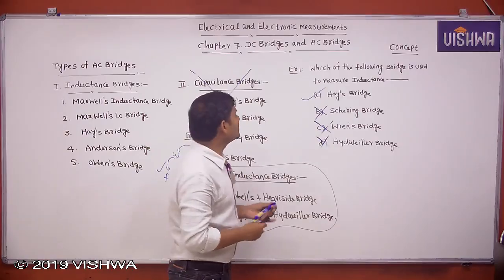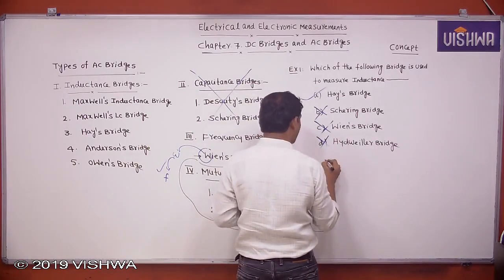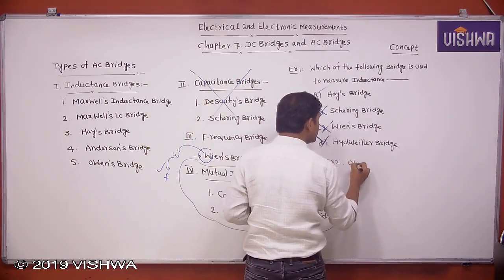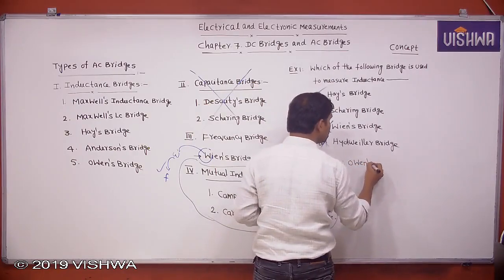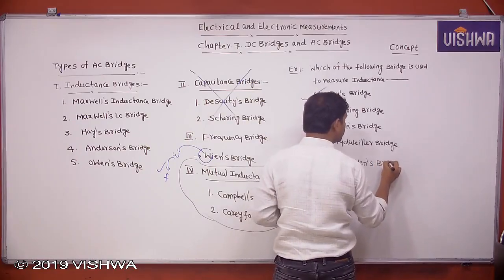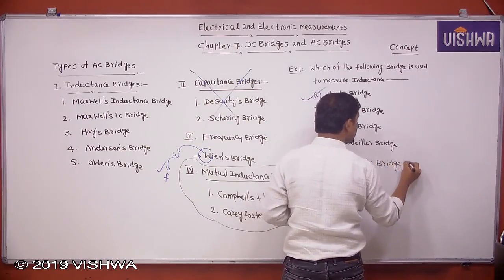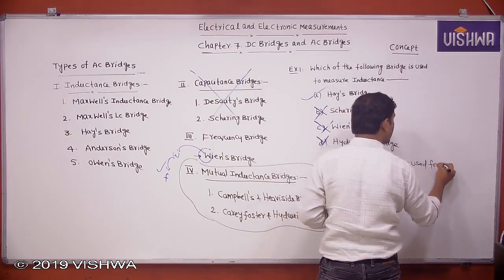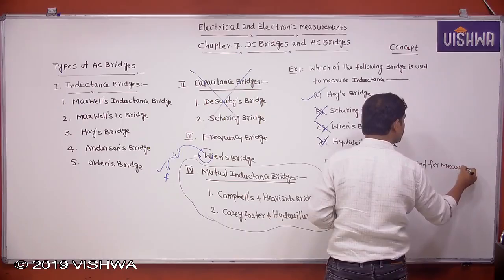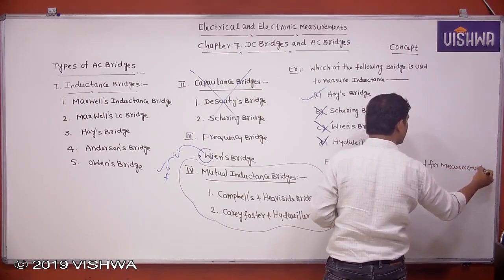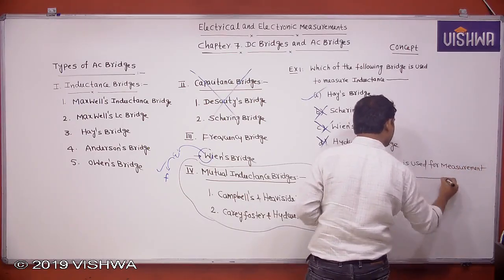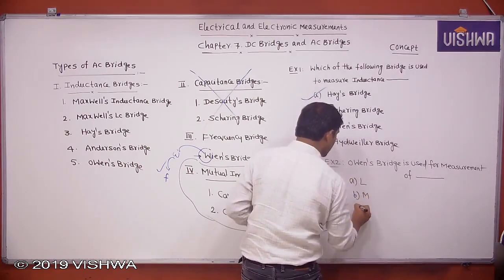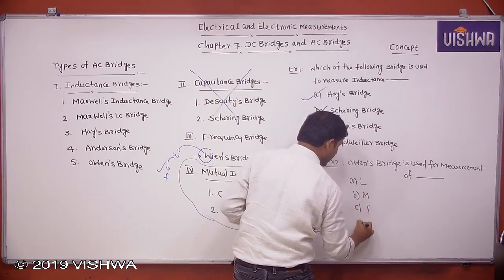Clear? For example, example 2. Owen's bridge is used for measurement of dash. Option A, L. Option B, M. Option C, F. Option D, C.